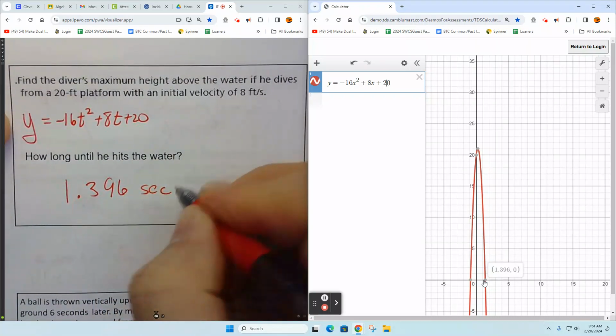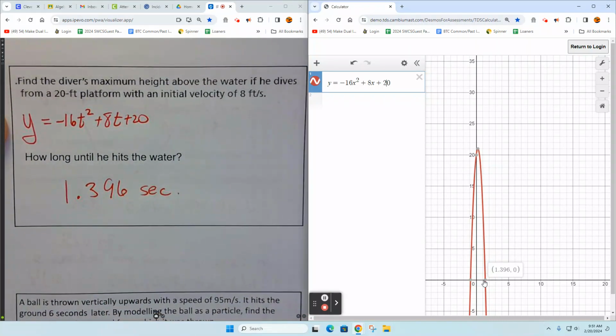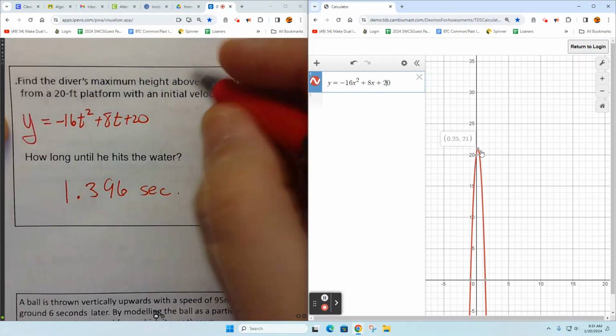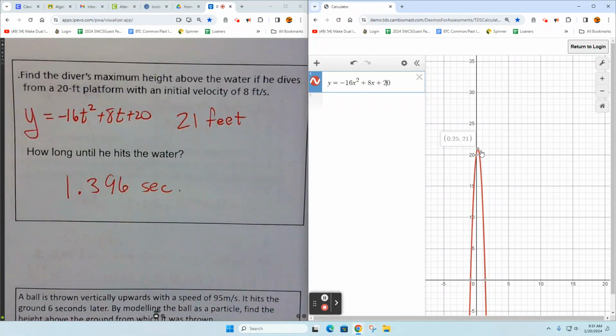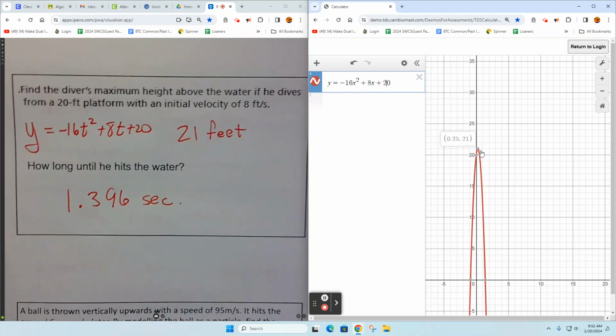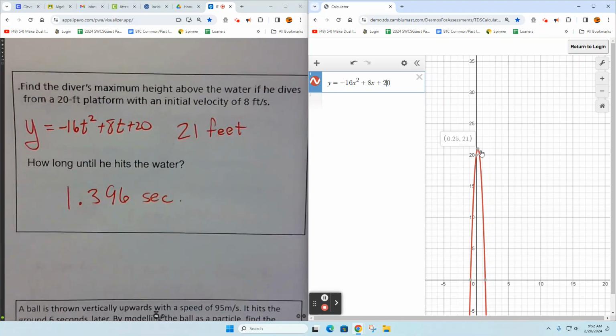We didn't answer the question up here. I just wrote the formula. What's his maximum height above the water? 21 feet. Okay, so we have to be careful. Make sure we read the question, because if the question was how high is he above the platform, it was 1. That's not really hard. We just have to make sure we're answering the question.